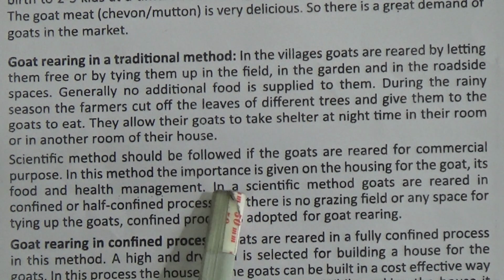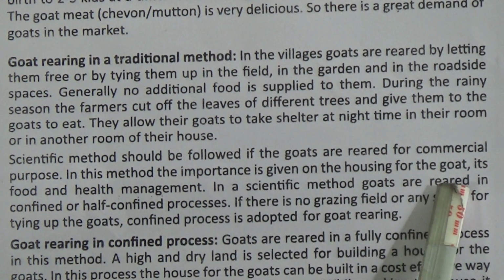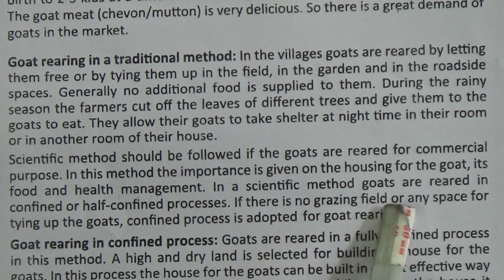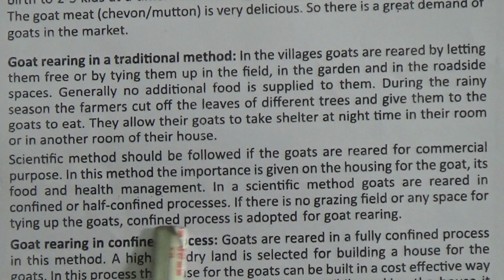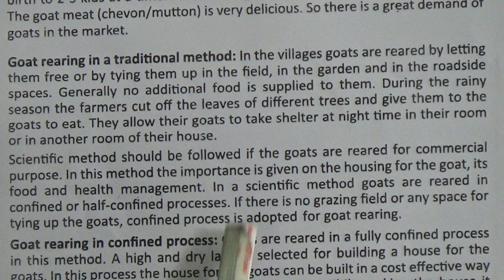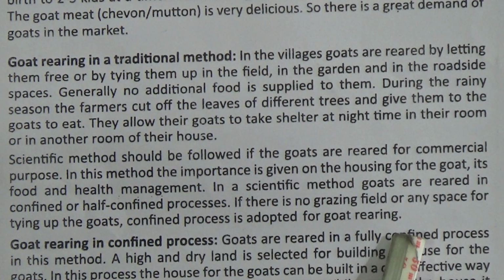In this method, the importance is given on the housing for the goat, its food and health management. In a scientific method, goats are reared in confined or half-confined process. If there is no grazing field or any space for tying up the goats, confined process is adopted for goat rearing. Goat rearing in confined process. Goats are reared in a fully confined process.